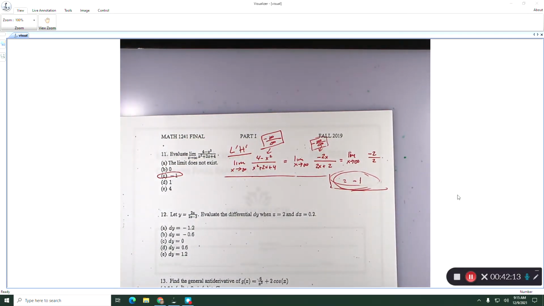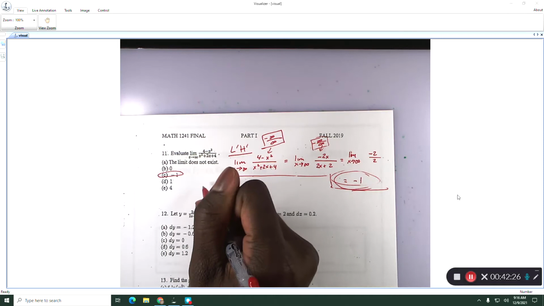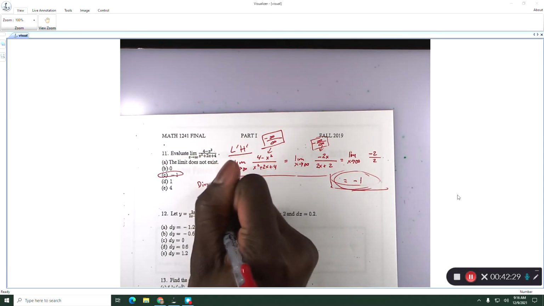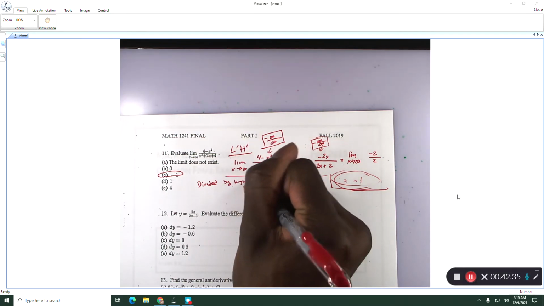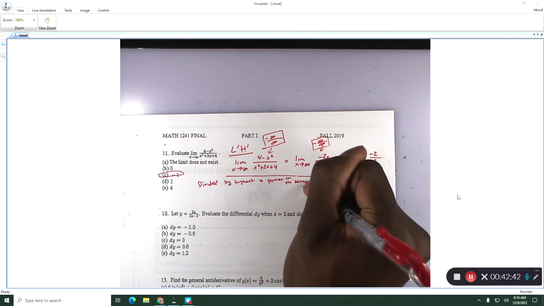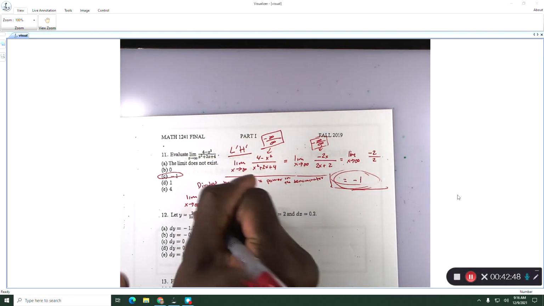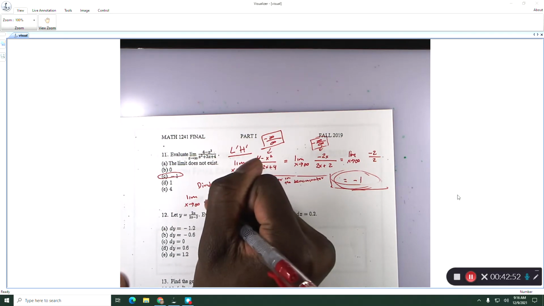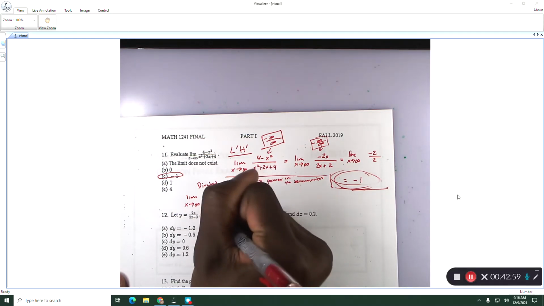I would say it's the go-to, but the top function and the bottom function must both be differentiable. Now, if you could take it another route, I could have divided by the highest x power in the denominator. That's another approach that you will see. I could have said the limit as x approaches infinity, and I'm going to divide every single term by x squared.